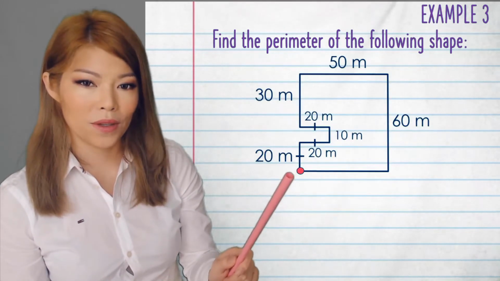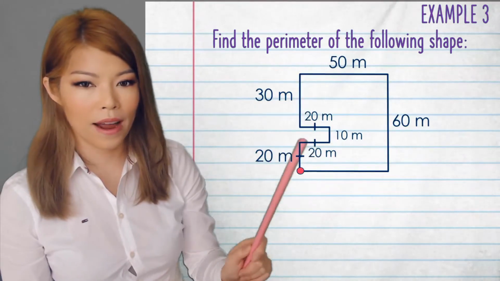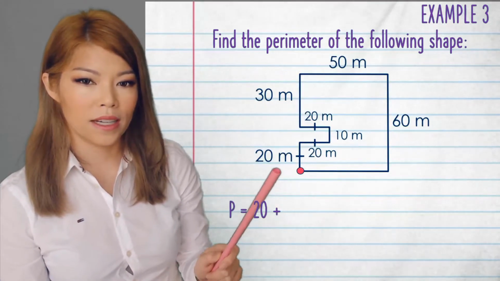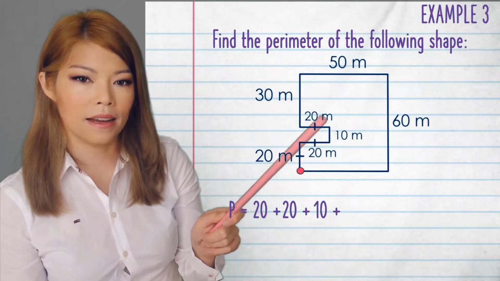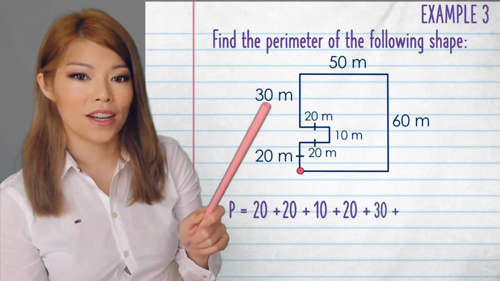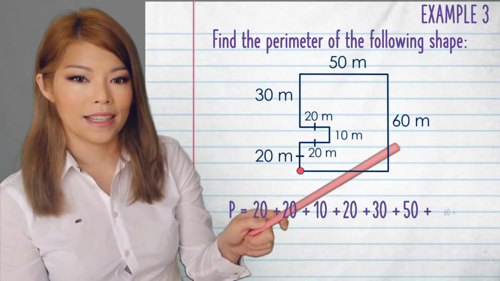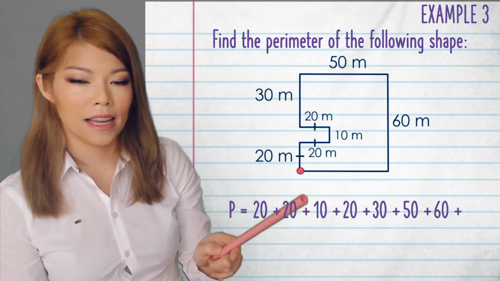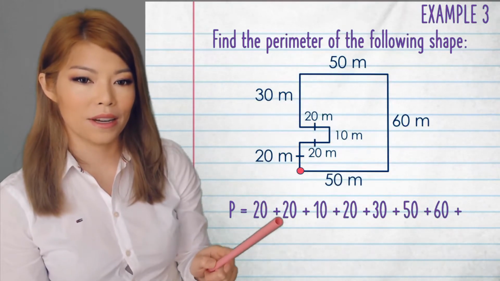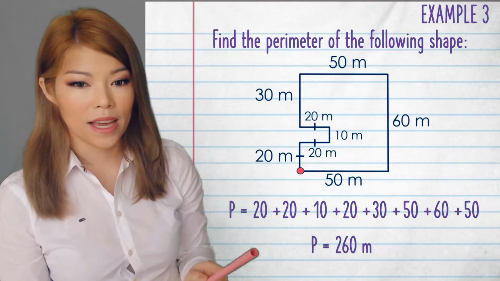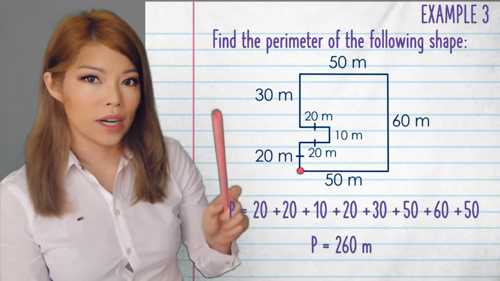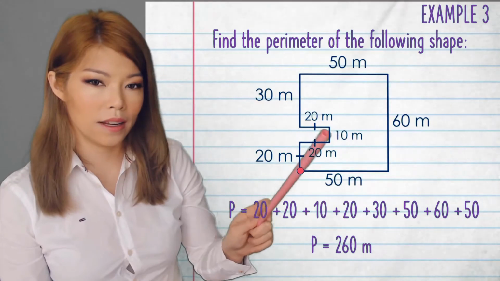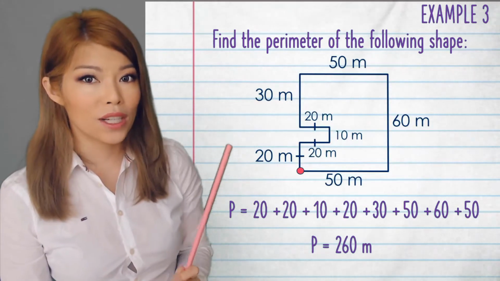So let's start from this corner and go all the way around. So we can write down 20 plus the 20 plus the 10 plus the 20 again, the 30, the 50 over there, the 60, and then lastly this length here is the same as the top there, so another 50. And we get 260.